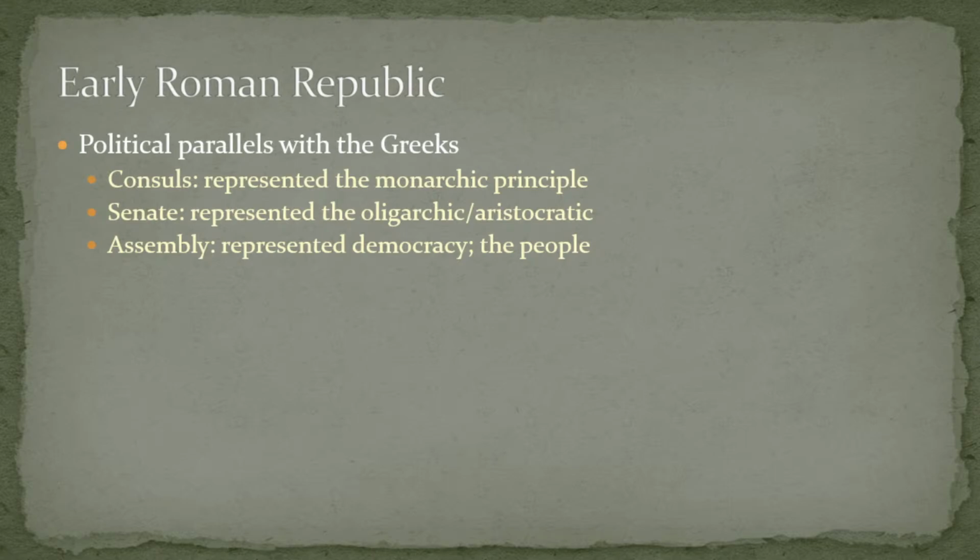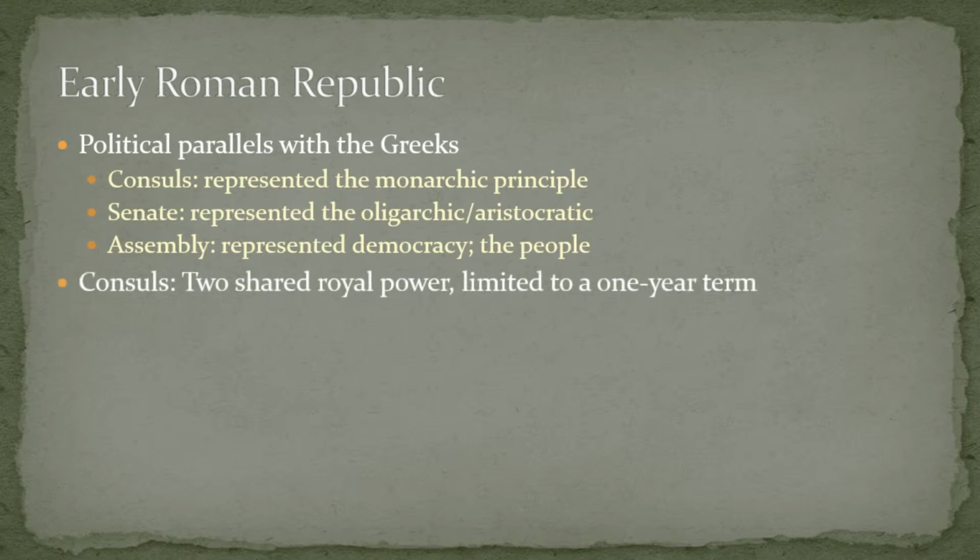The consuls are on top. There's 2 consuls. They share power, but they're limited to a 1-year term, which is kind of neat. It's like, hey, you get to have the power of a king. You share it with one other dude, and you only get it for a year. But for that year, you've got the power of a king. But also, again, you've got a dude that's opposite you, who, if he disagrees with you, it cancels out.